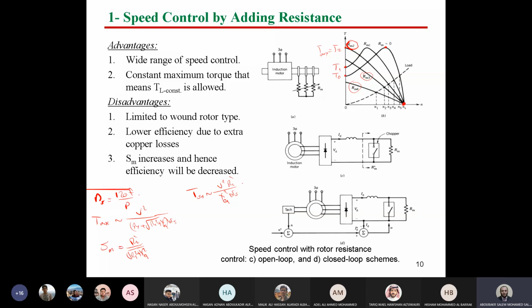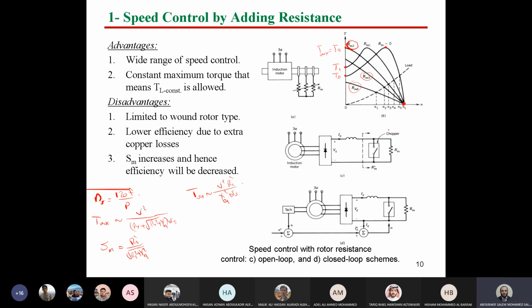Why? Because the target is to increase T starting. Why do we need to increase T starting? This is very helpful for constant load torque, for high load torques. So we can say torque starting is increasing by increasing resistance, but with a limit. What is the limit? The limit is the point at which torque starting equals torque maximum. After that, we cannot apply this relation.